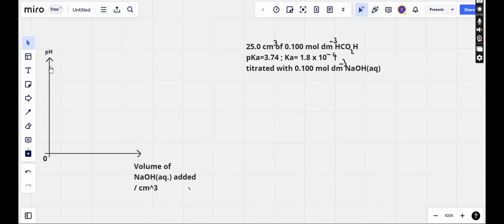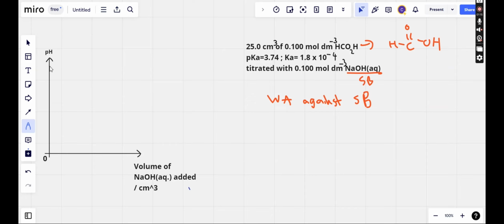Okay, for this titration, it's a titration of a weak acid against a strong base. So the weak acid here is methanoic acid. So it looks something like HCOOH against a strong base.